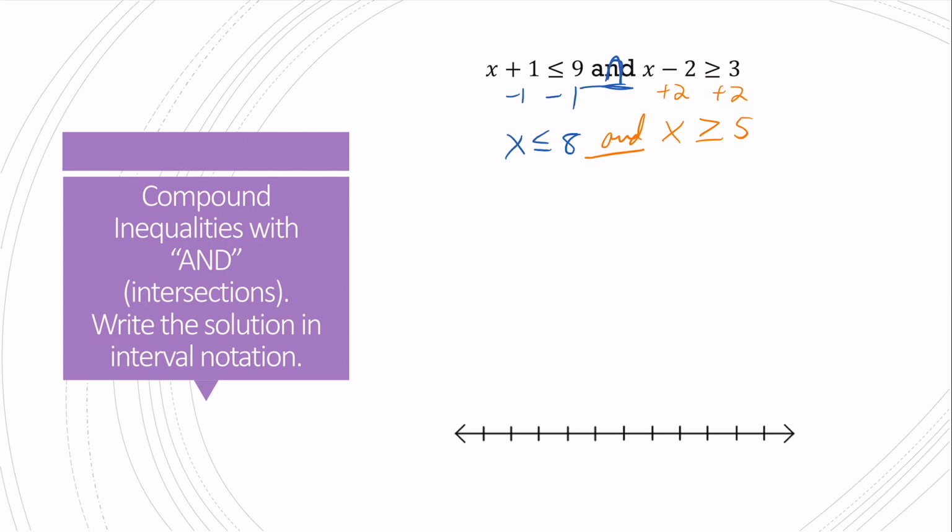So let's go ahead and label our number line. So I've got 4, 5, 6, 7, 8, 9. So I know that I need x to be less than or equal to 8. So 8 is included because it's less than or equal to. And since it's less than, I shade to the left. And I know I need x to be greater than or equal to 5. 5 is included. I shade to the right.